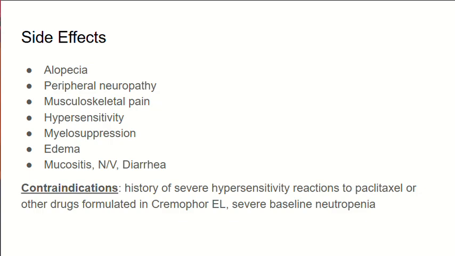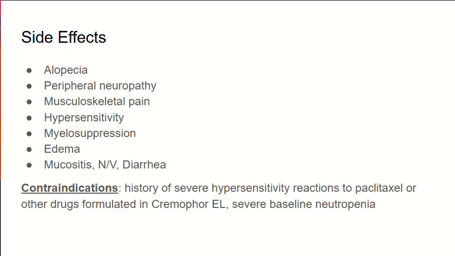Side effects of Paclitaxel include alopecia, peripheral neuropathy, typical of stocking and glove distribution, and musculoskeletal pain, typically around day 3 since the administration, and it tends to resolve within days.